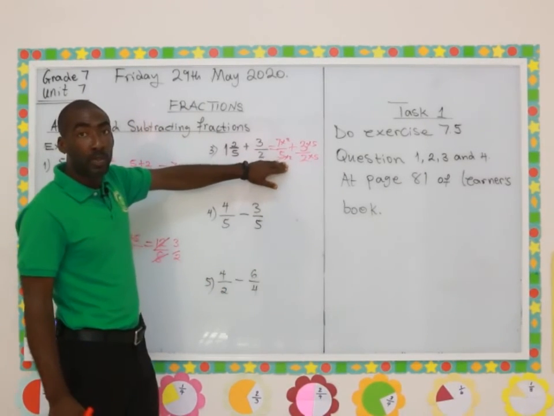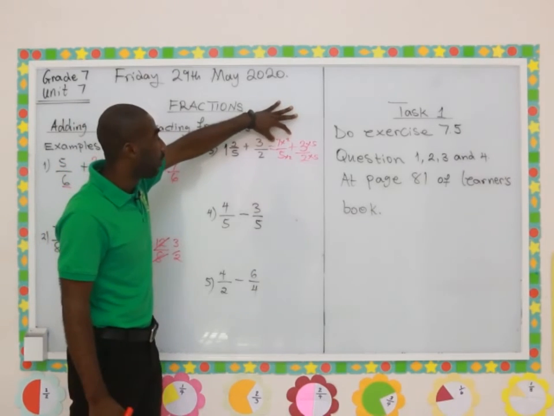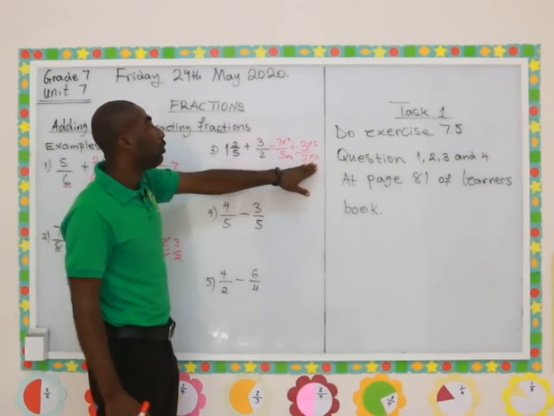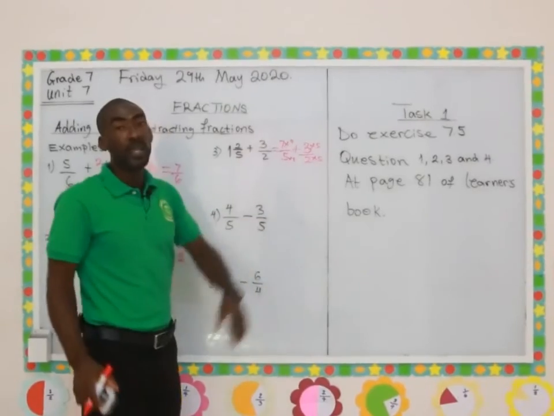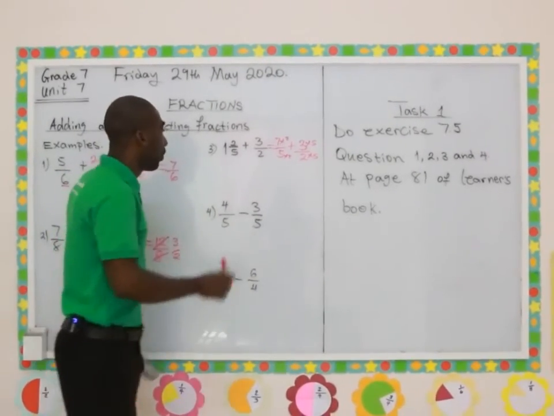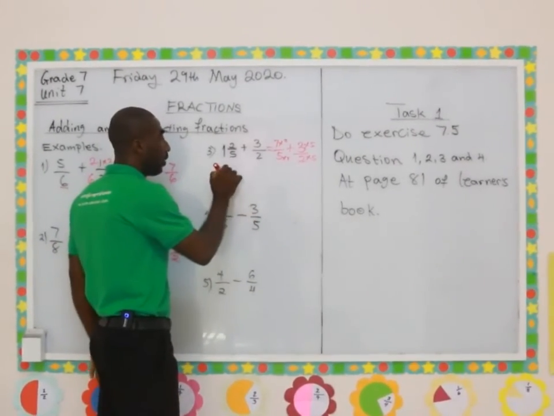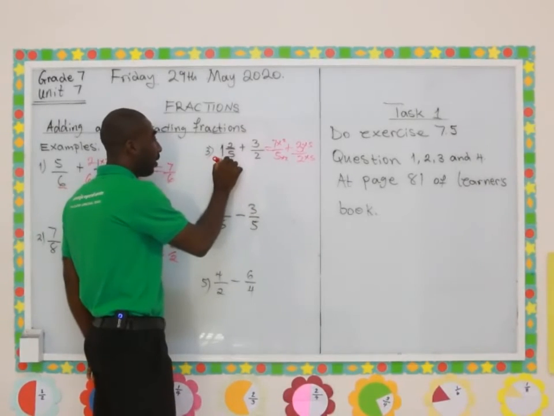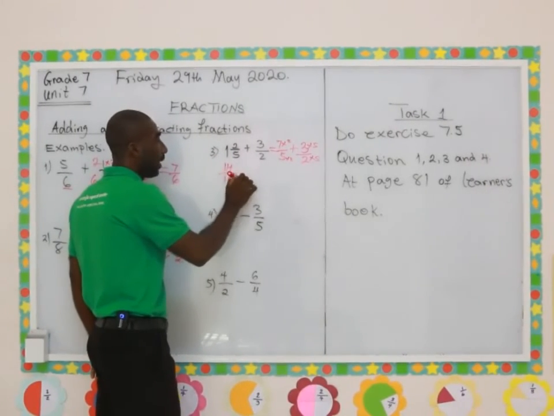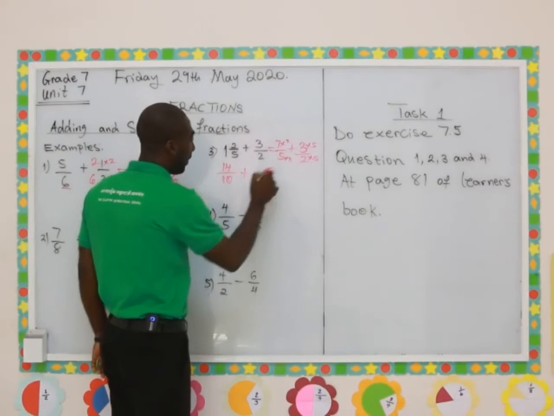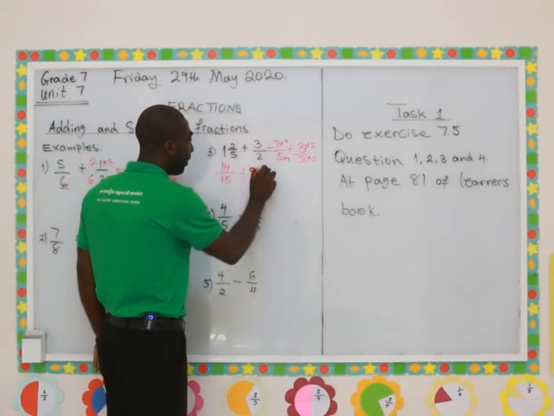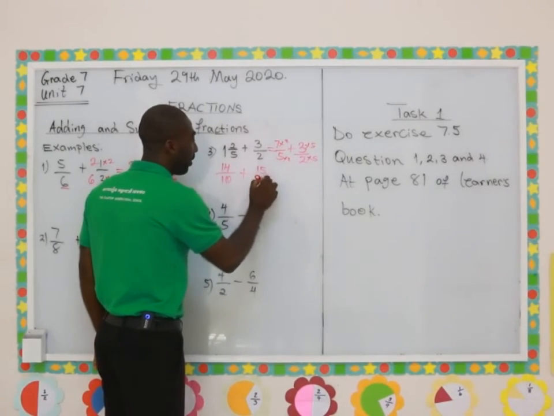Whatever number you use to multiply here, use the same number to multiply at the top. The number you use to multiply here, you do the same thing over the top. So this is how our new equation is going to be. Our new equation is going to be 14 over 10 plus, this is going to give us 15 over 10.